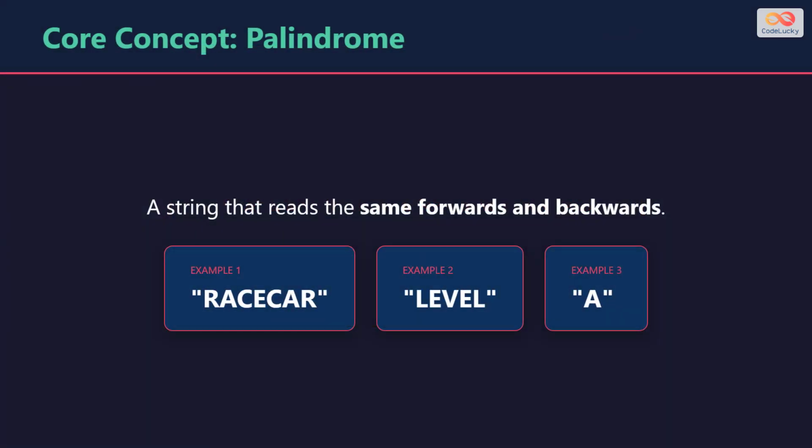Before we dive into the algorithm, let's quickly refresh our memory. A palindrome is simply a string that reads the same forwards and backwards. Words like racecar or level are perfect examples. Even a single letter like A is considered a valid palindrome. Understanding this property is crucial because it forms the core constraint of our problem.